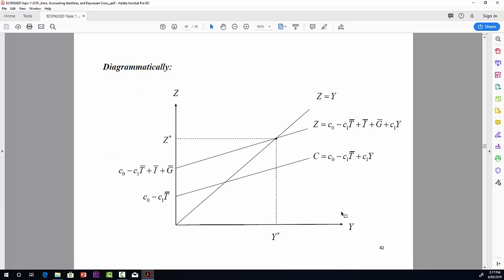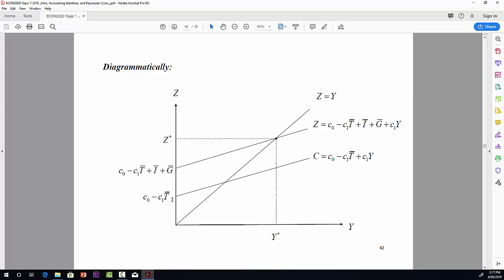Now, diagrammatically, let's look at how this works. Again, we've got our output on this axis, and we've got, in general, functions of output on this axis. I've put Z here really to denote expenditure, planned aggregate expenditure. Now, I'm going to start with something that we know, which is the consumption function.